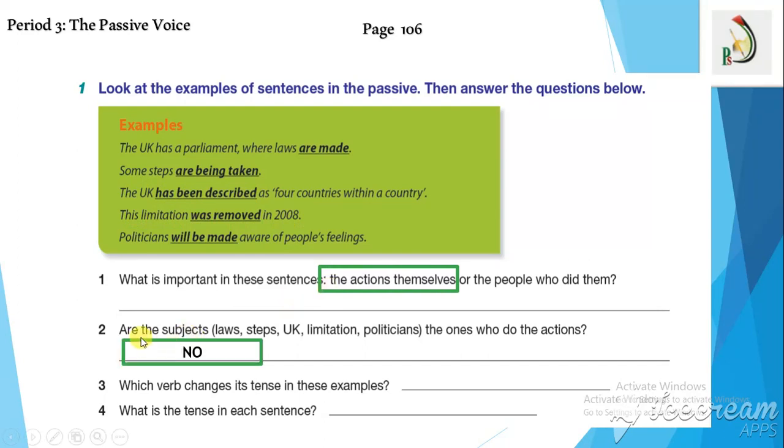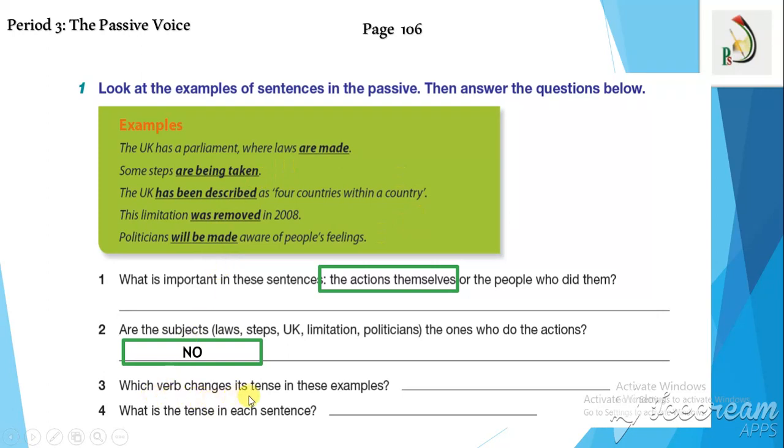The second point is, are the subjects the ones who do the action? No. The subject of the passive does not do the action. The subject is not mentioned in passive. We do not know who did it. We are just focusing on the action itself. Like you can say that politicians will be made aware. So, who will make politicians aware of people's feeling? We do not know. It's not mentioned here.